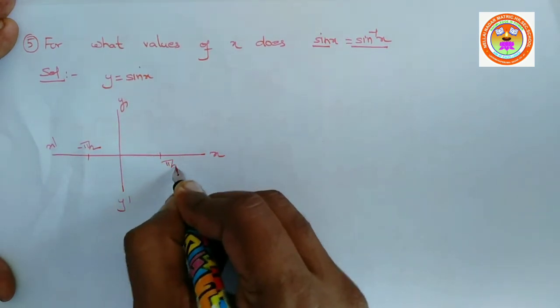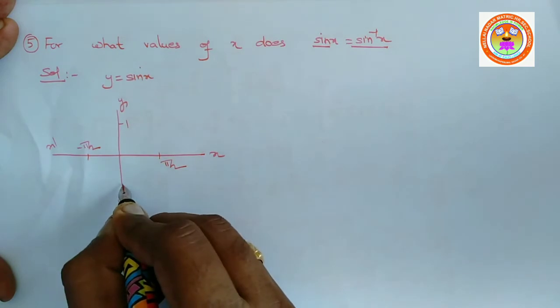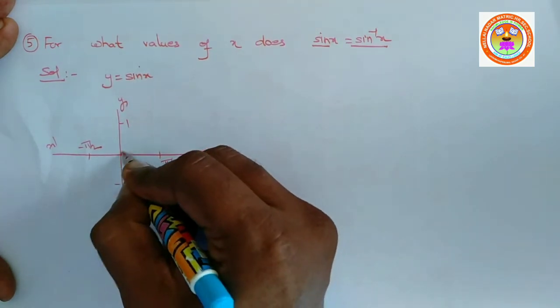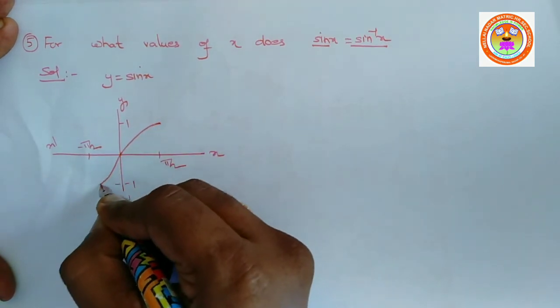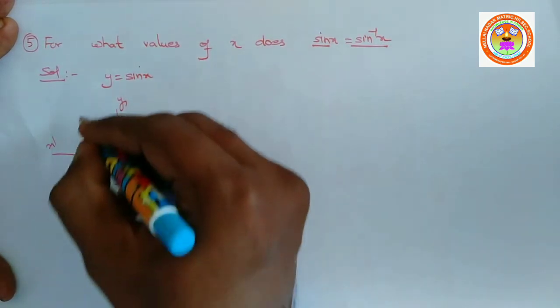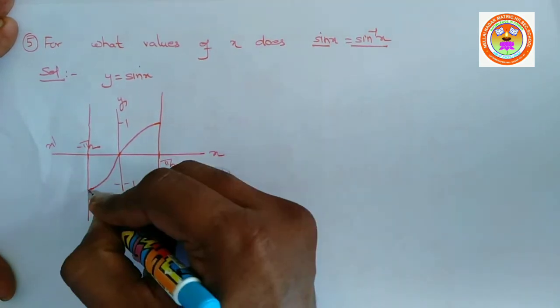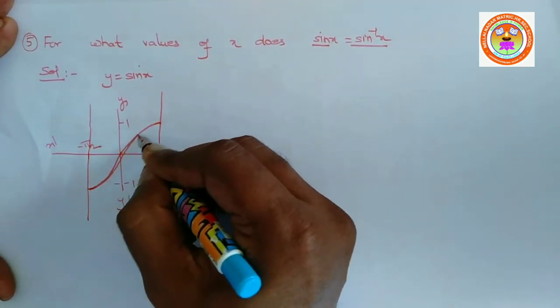To choose a principal domain, this is plus 1, this is going to be our minus 1. So we will choose the value like this. The diagram will be like this. If we are going to choose the value up to minus pi by 2 to plus pi by 2, I choose only the principal domain. The diagram will be like this.